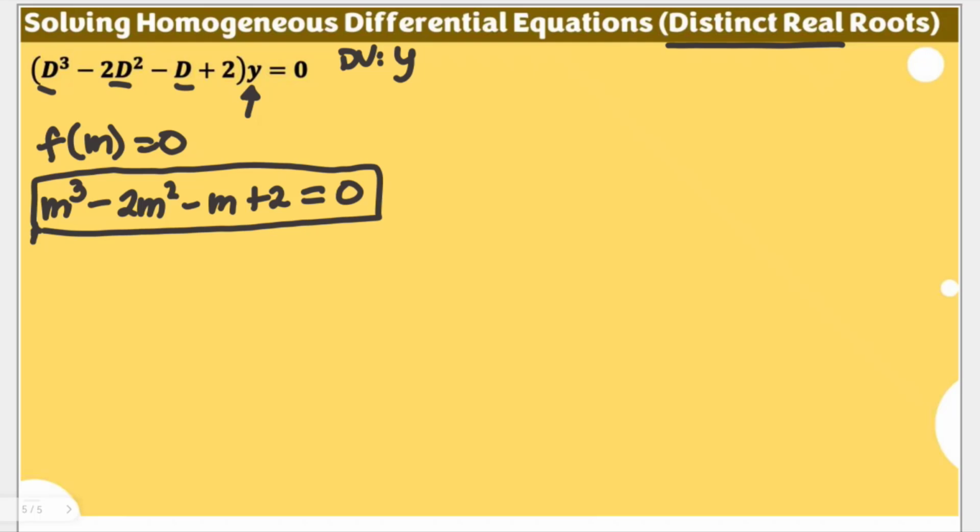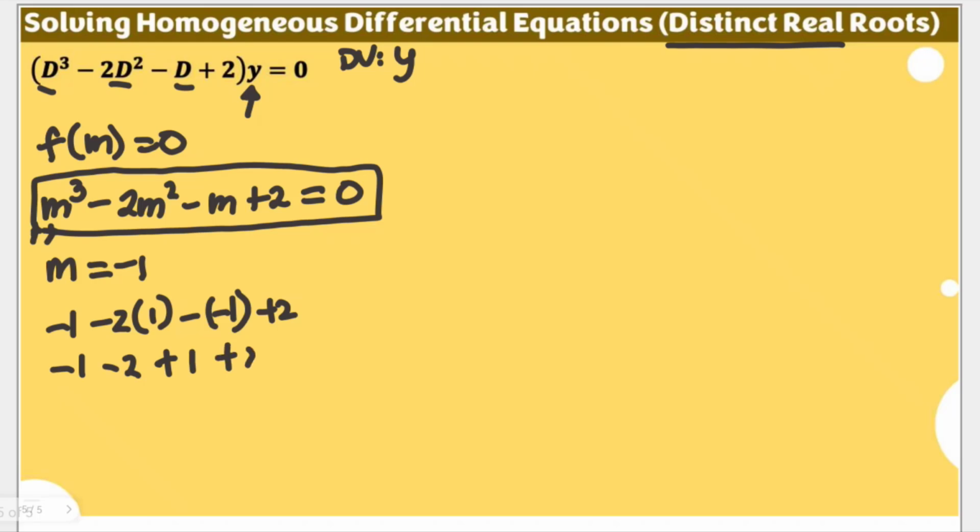If you're going to think of a certain number or a certain value for m, that when substituted here will be equal to 0, you can automatically use that for our first factor. The first value of m that you could try here is when m is -1. Okay? When m is -1, it's equal to 0. Checking. When you do it like here, that's the cube of -1, then minus 2 times the square of -1, minus -1, and then plus 2. This is -1 minus 2 plus 1 plus 2. Definitely that's equal to 0. That's one thing that you can try.